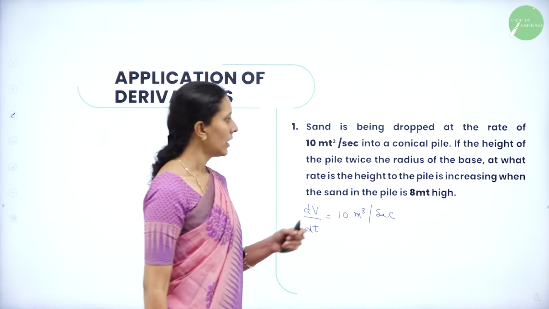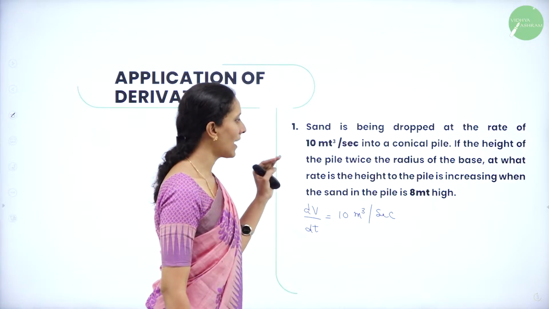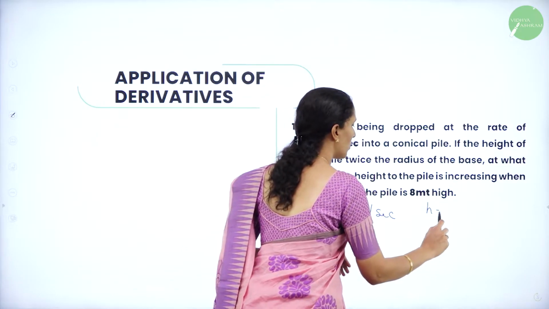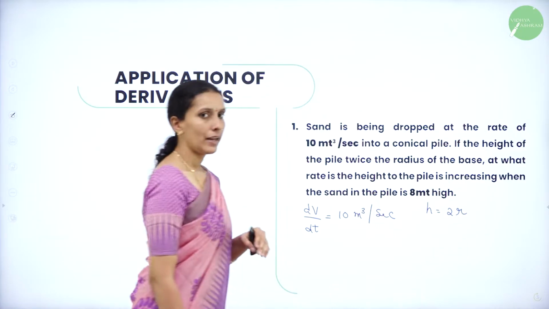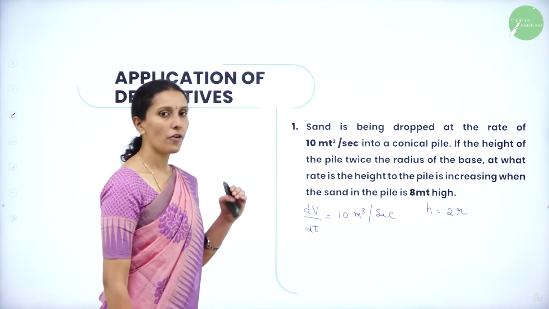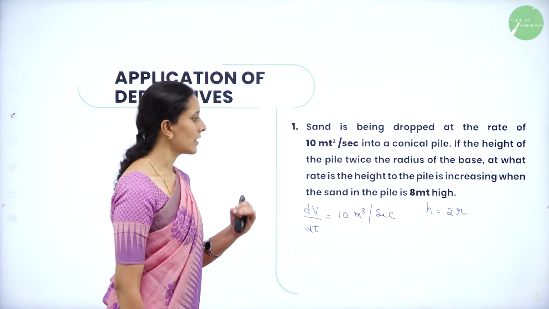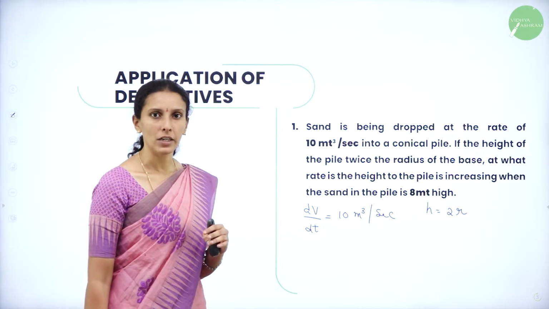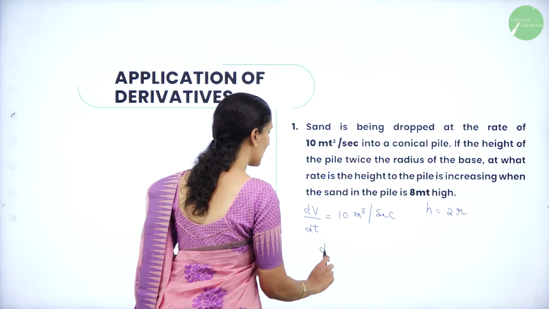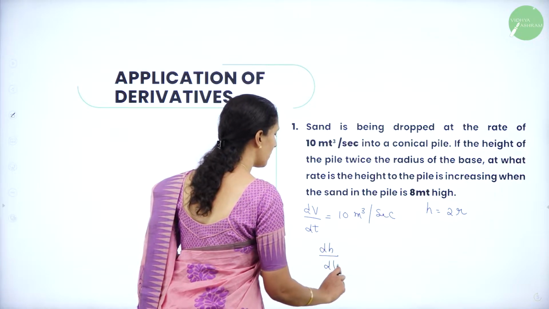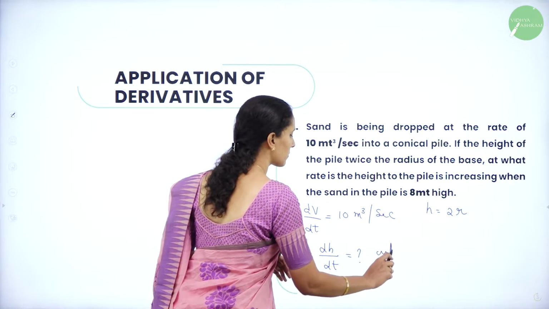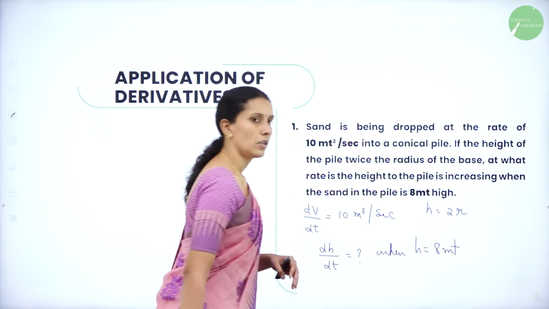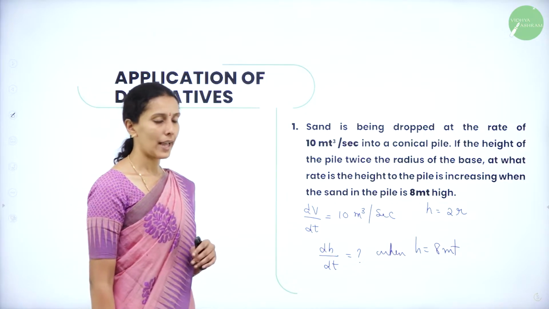Next, they have given that the height of the cone of the pile is twice the radius of the base. That is, h is equal to 2r. Next, we need to calculate the rate of change of height that is increasing when the height of the sand is 8 meter high. So that is, we need to calculate dh by dt when h is equal to 8 meter. So this is what we have to calculate.